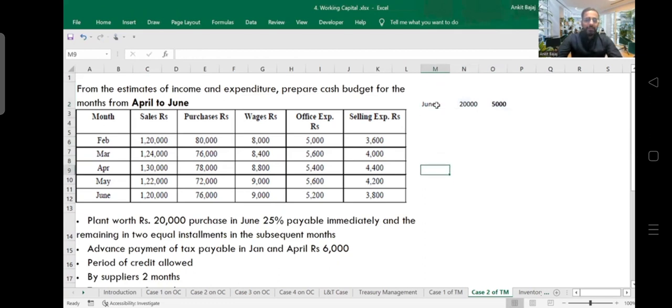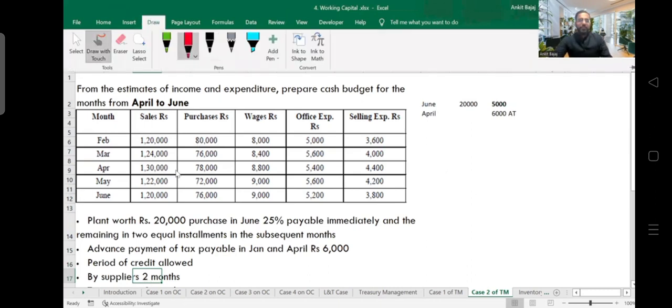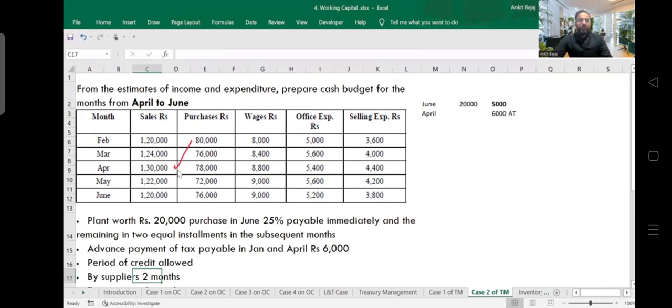Then advance payment of tax will be in the months of Jan and April, right? So we have to consider only April month data. So how much advance tax will the company be paying? 6,000, right? So this is your advance tax. Then the period of credit allowed by supplier is 2 months, right? So the supplier is allowing you 2 months. So the payment for Feb month you will make in the month of April, right? This 76,000 payment you will make in the month of May, and this 78,000 payment you will make in the month of June. So we have to take these 3 figures in the budget, right?